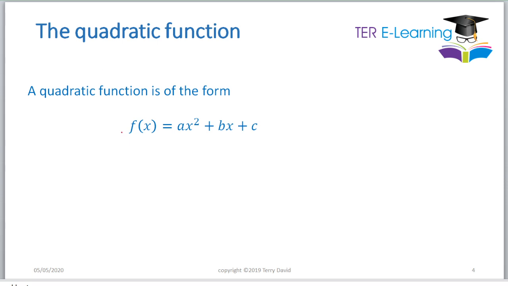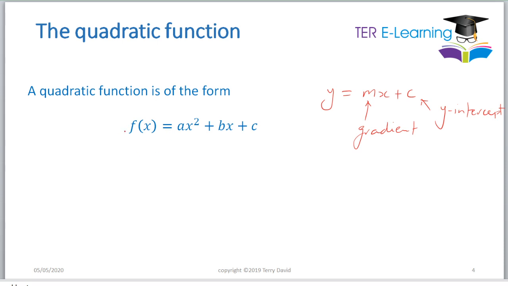Now, previously we spoke a lot about linear functions. We said that a linear function is of the form y equals mx plus c, where m represented the gradient and c was what we called our y-intercept. We spent a significant amount of time looking at this. We looked at drawing linear graphs. I taught you all how to find the gradient of a straight line and how to find the y-intercept.